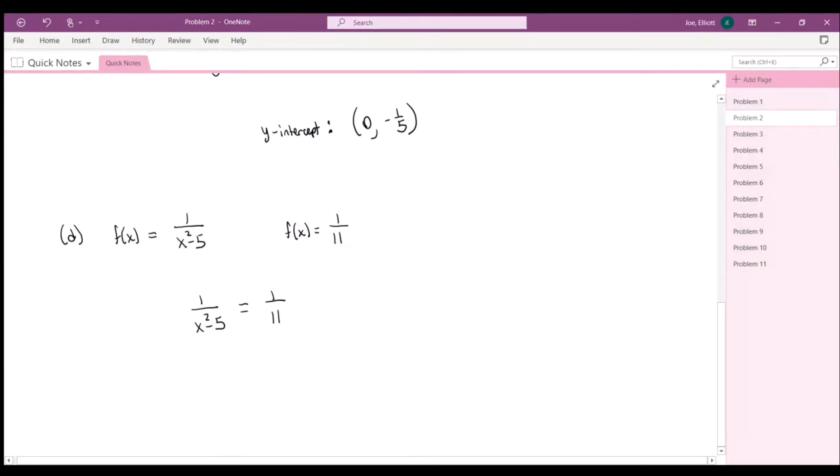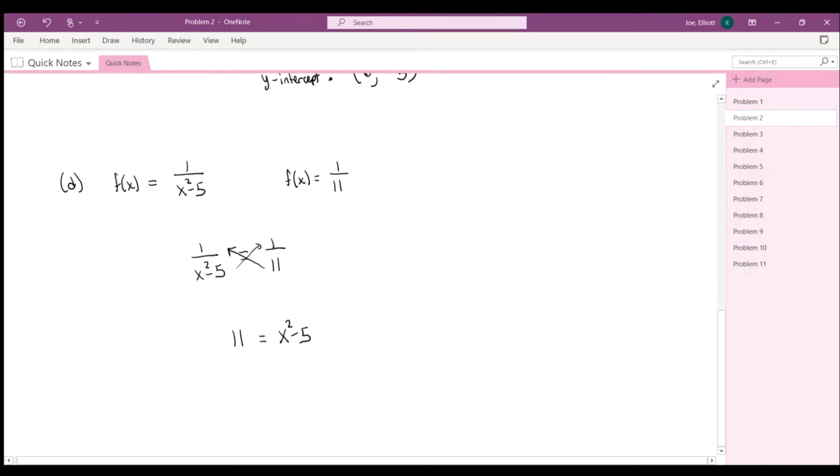All right, great, yes, okay. So we can cross multiply, so multiply x squared minus 5 over to here. Multiply 11 over to here. And then just solve for x now. So add the 5 over to the other side.